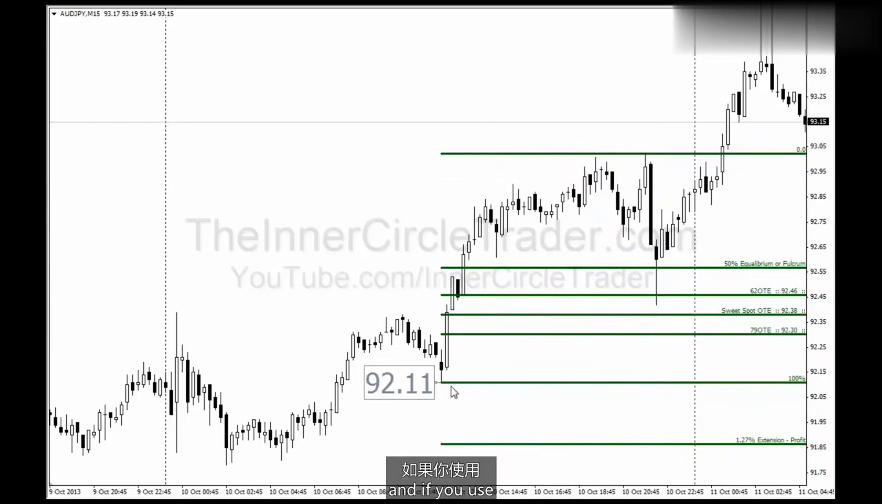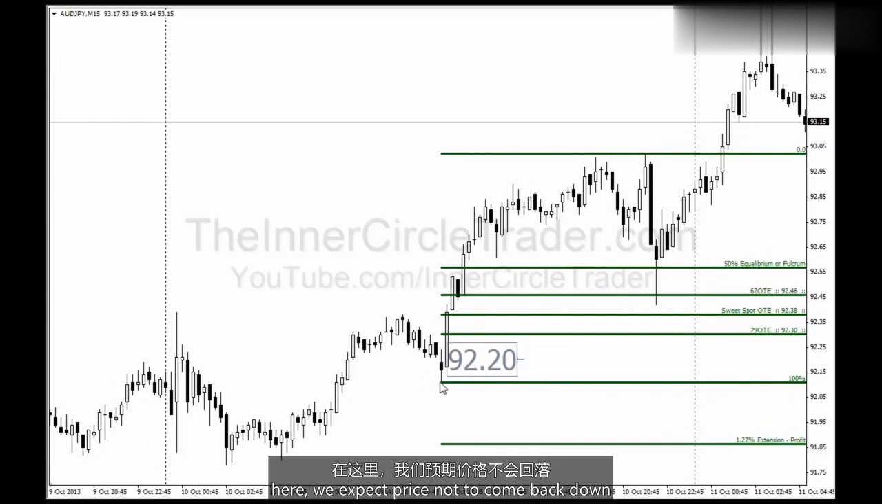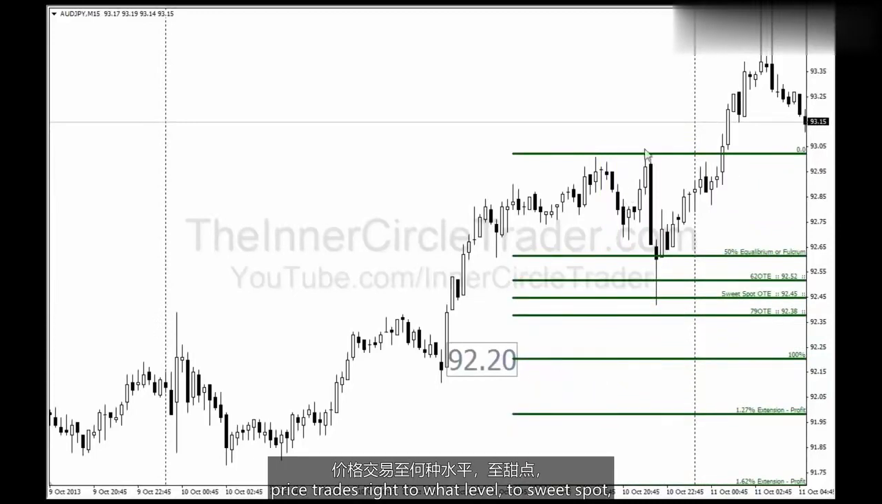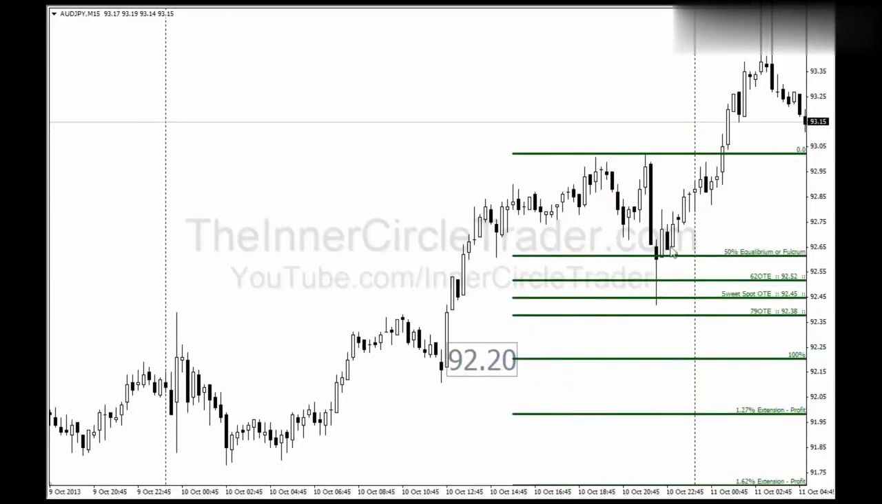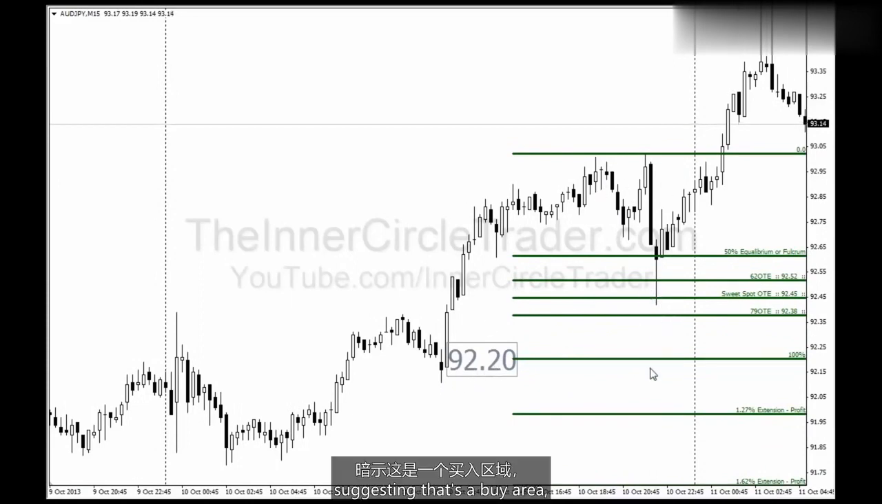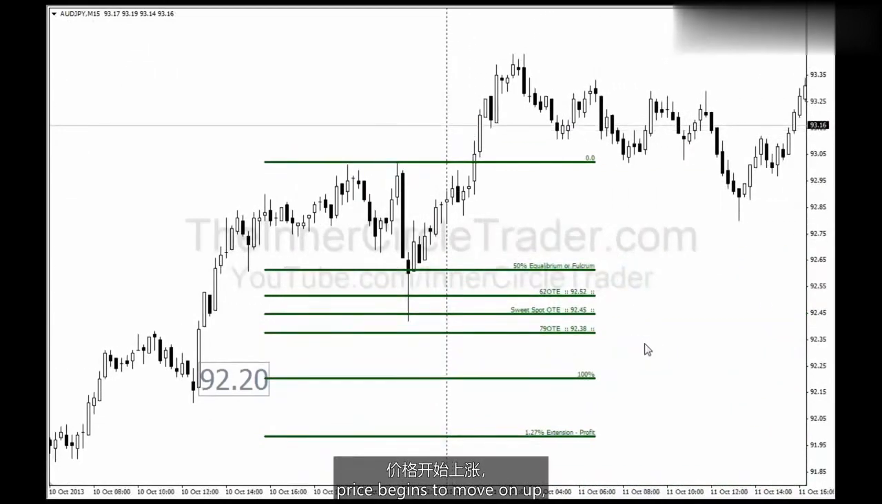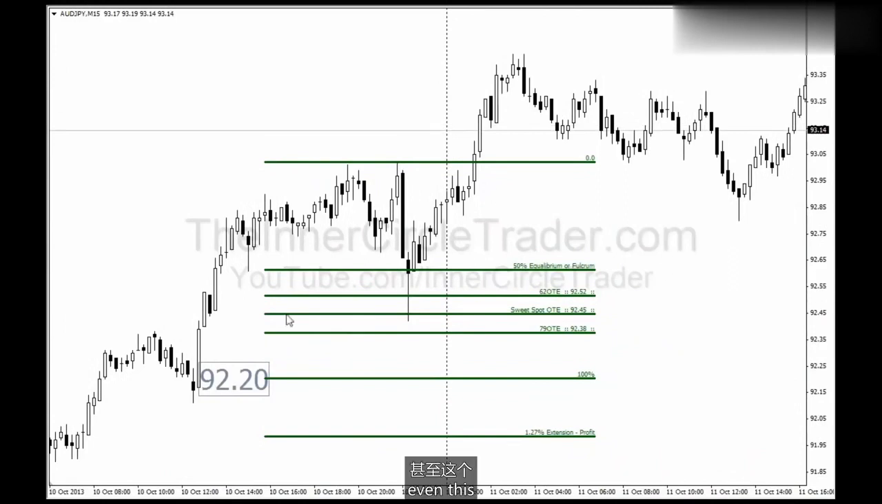Okay, and if you use our unfulfilled range concepts here, we expect price not to come back down to that institutional level. Price trades right to what level? The sweet spot. Boom, and rallies up. So both are ideally suggesting that's a buy area, anywhere between that 92.45 and 92.40 level. So add your spread to it, and that'd be an entry point, and then price begins to move on up.